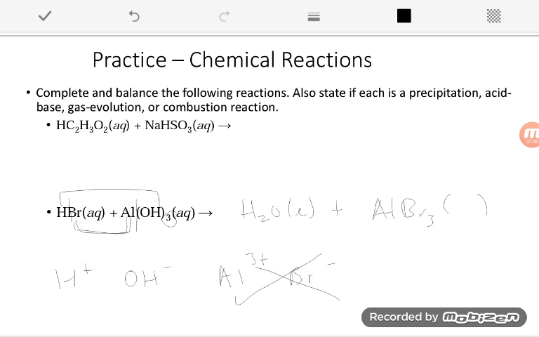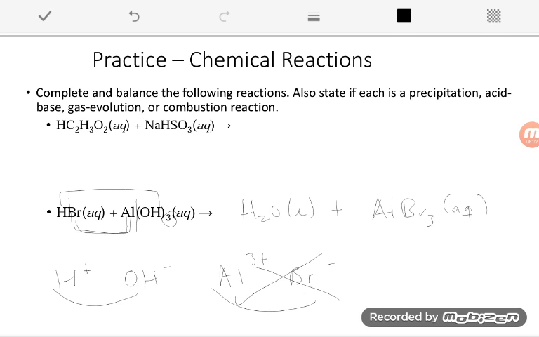Now water I knew was a liquid right away, but I don't know for this one. I'm going to have to check my solubility rules. So now I've predicted my products. Bromine is pretty much always soluble unless it pairs with silver, mercury, or lead, which is not the case here. So this is going to be AQ. So I've swapped partners to predict my products. I used the charges to figure out exactly how they paired up, and I got my phases.